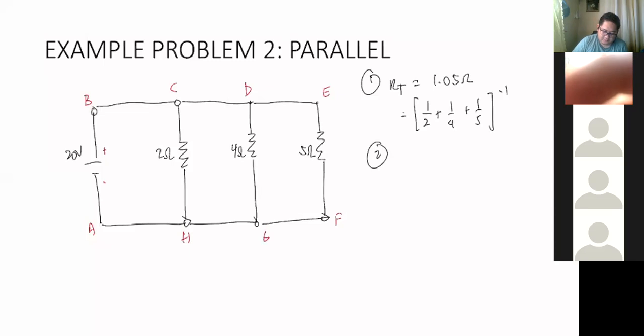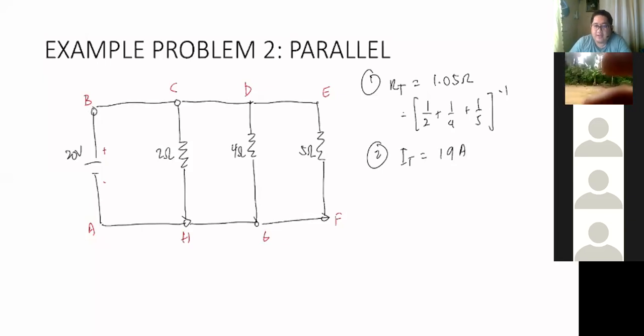So, number 2, anong value ng ampere natin? Ilan? Yung total amperes natin? 20 over yung na-calculate natin, 19 ampere, no? Kung gagamitin natin yung full value ng RT natin. Okay. Next, nakuha na natin si total ampere, IT. Makukuha natin si voltage drop. Si I1, I2, I3, no? Based sa voltage drop natin.